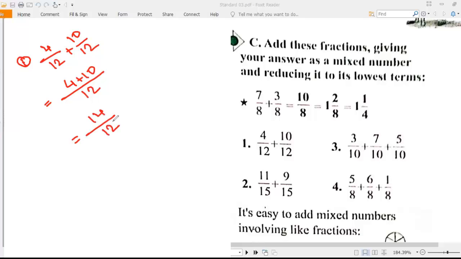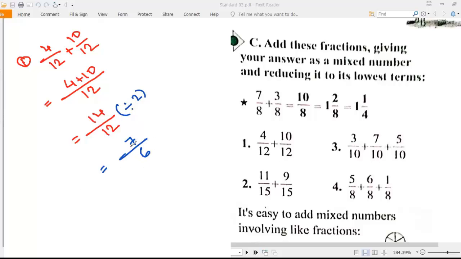14 divided by 12. Now we can convert it into lowest terms. How? By dividing both numerator and denominator by 2. 14 divided by 2, that will be 7. 12 divided by 2, that will be 6.